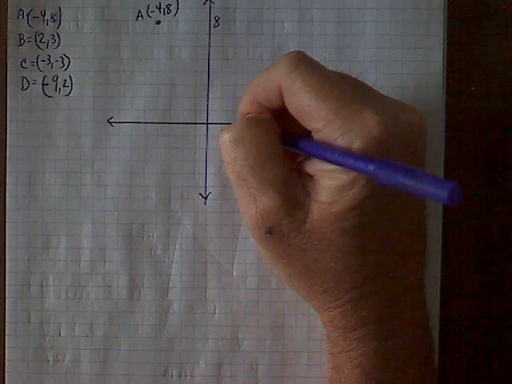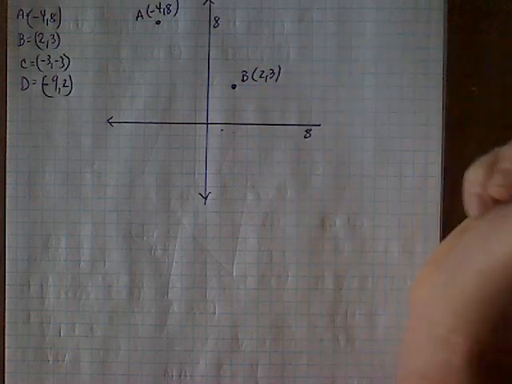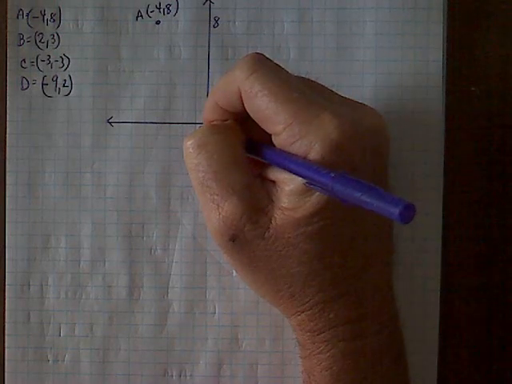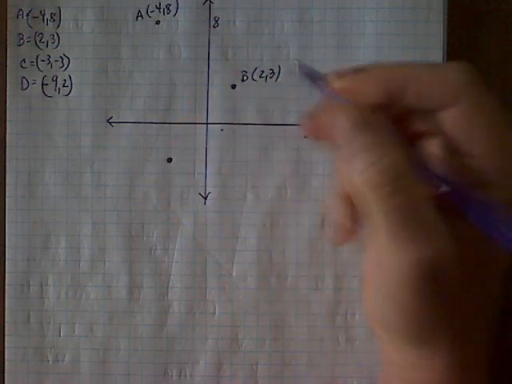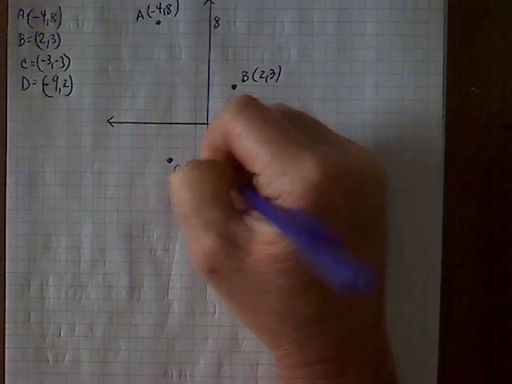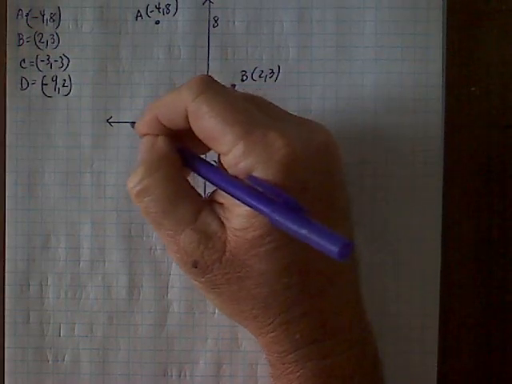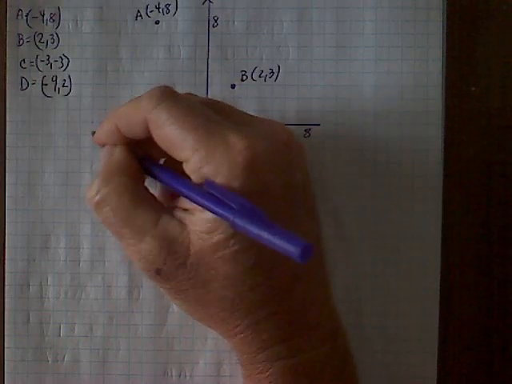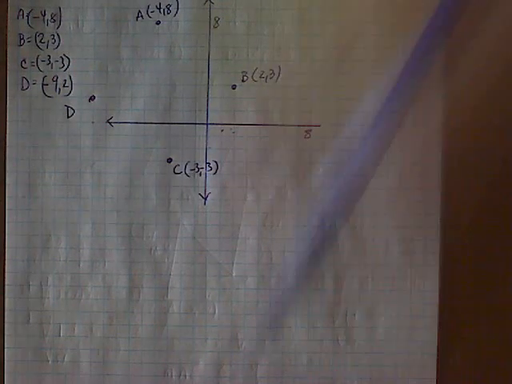Point B is 2, 3, over to 2, up 1, 2, 3. There's point B, 2, 3. Point C is -3, -3, so -1, 2, 3, then down 1, 2, 3. There is point C, -3, -3. And the last one is -9, 2: over 1, 2, 3, 5, 6, 7, 8, 9, and up 1, 2, right there. There's point D. Alright, so I'll go ahead and connect those points with straight lines.